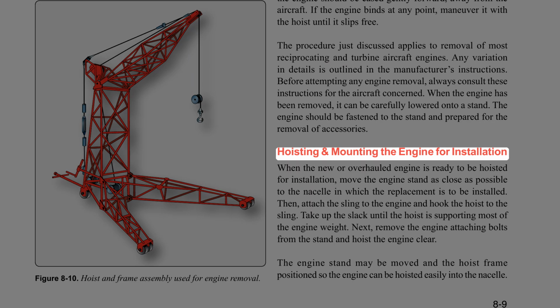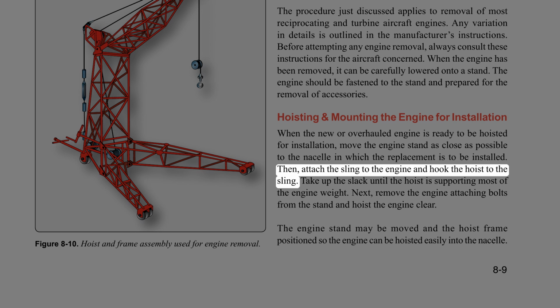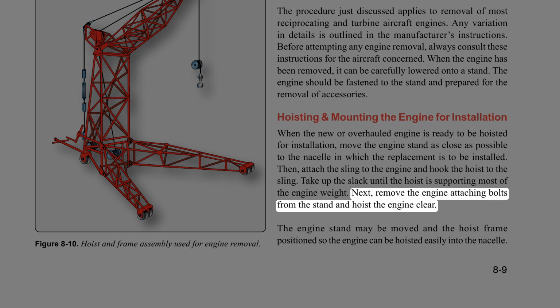Hoisting and mounting the engine for installation. When the new or overhauled engine is ready to be hoisted for installation, move the engine stand as close as possible to the nacelle in which the replacement is to be installed. Then, attach the sling to the engine and hook the hoist to the sling. Take up the slack until the hoist is supporting most of the engine weight. Next, remove the engine attaching bolts from the stand and hoist the engine clear.